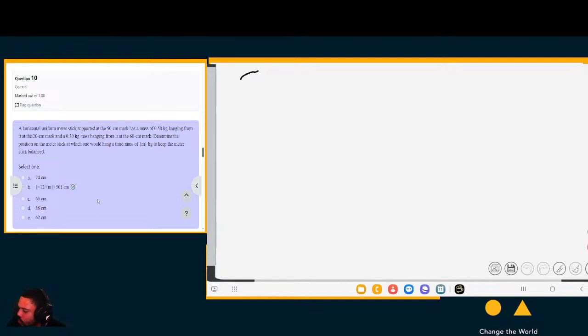Now, first, the torque due to M1, okay, that is R1. Well, first we must find the position where it is. They tell us the pivot point is at the 50 centimeter mark, and then at the 20 centimeter mark there is a mass hanging. M1 is hanging at the 20 centimeter mark.